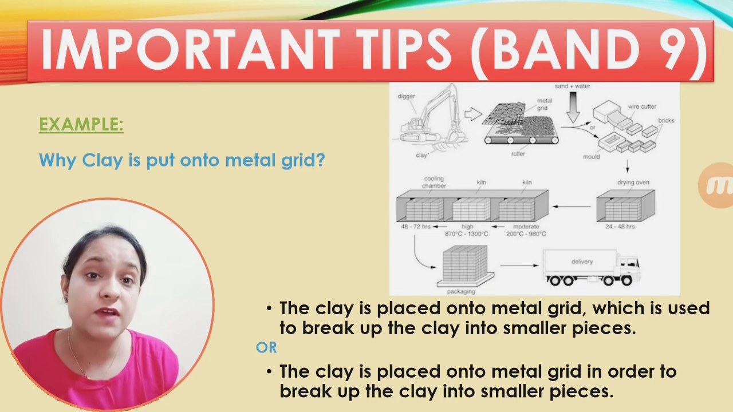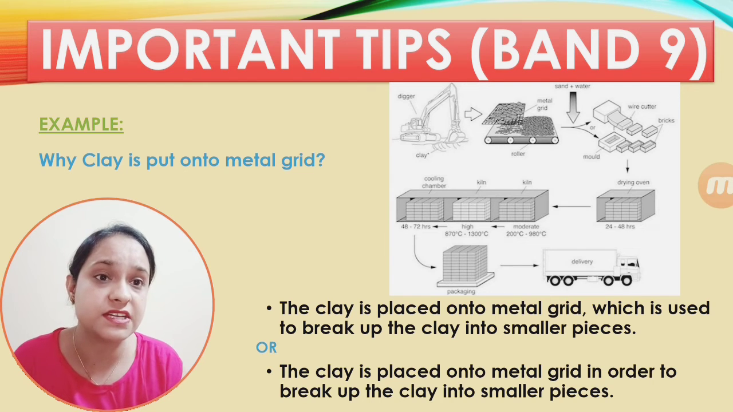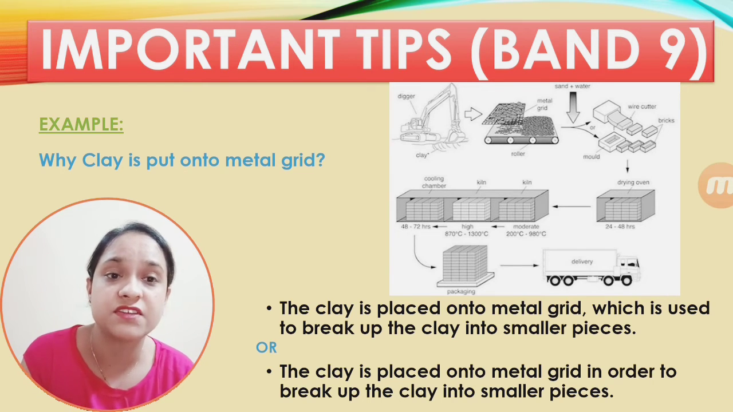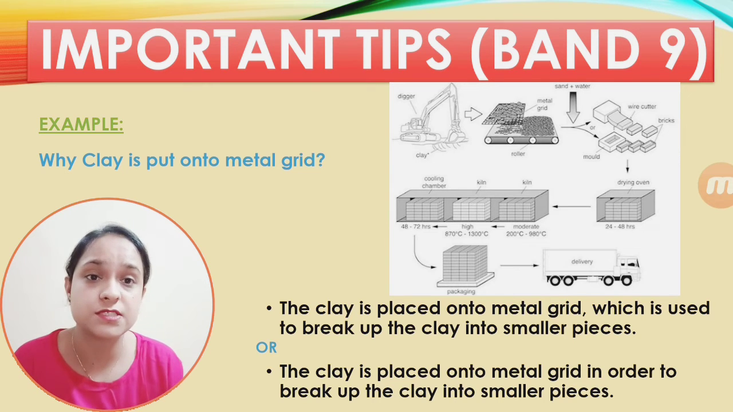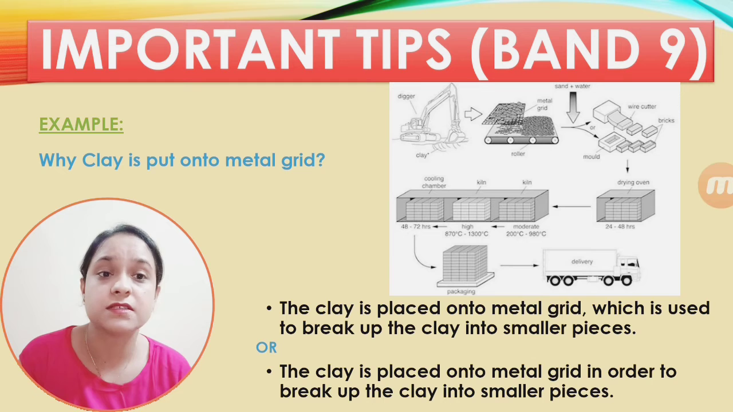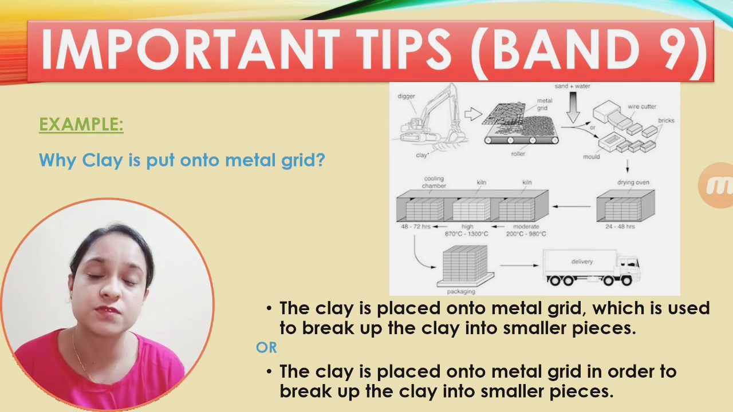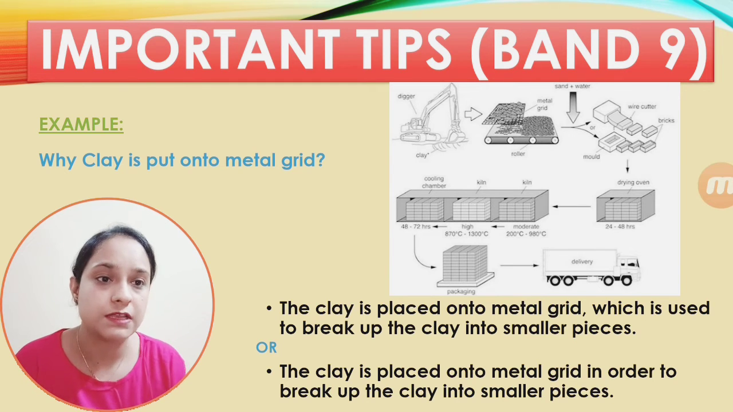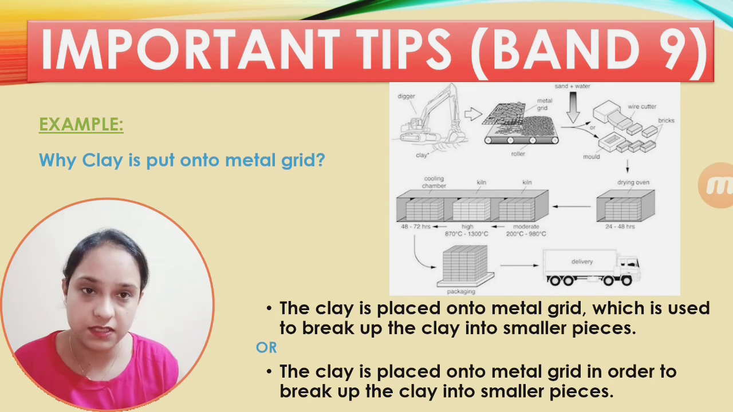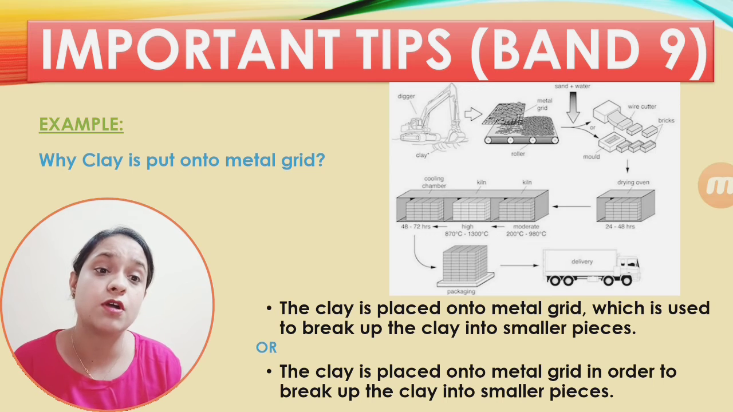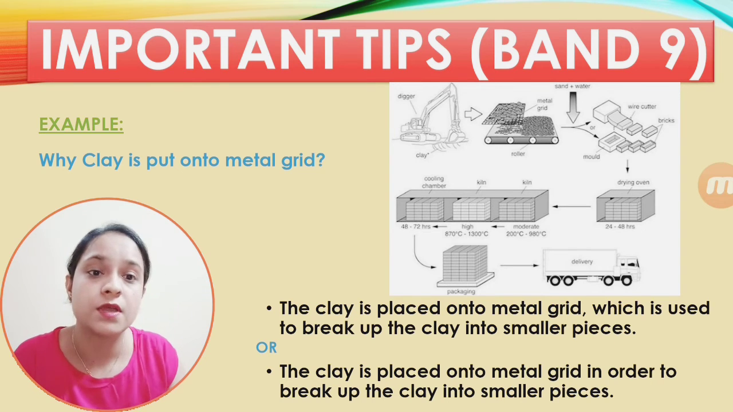You can add why clay is put onto a metal grid, there is a reason why it is put on a metal grid. You can write: the clay is placed onto a metal grid which is used to break up the clay into smaller pieces. Means the purpose is explained, that it is used to break up the clay into smaller pieces. Like we have used the non-defining relative clause which is used to, or another way of writing the sentence: the clay is placed onto a metal grid in order to break up the clay into smaller pieces. In order to means why it is done.